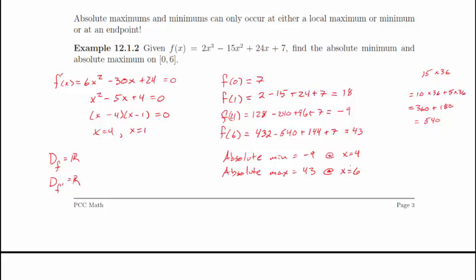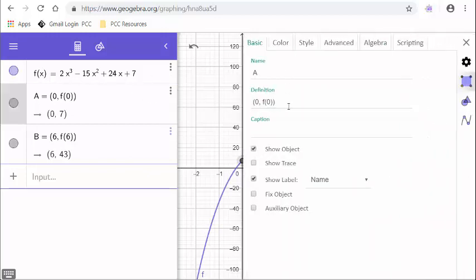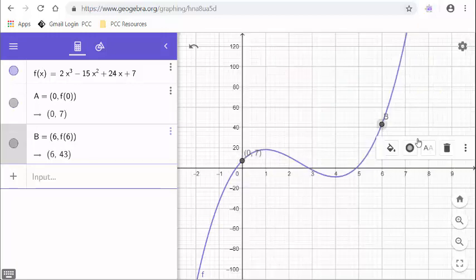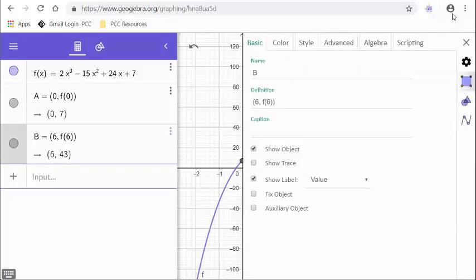Let's go ahead and pull up a graph and just confirm our results here. So I went and typed it in already. I've got these points. I want to change their labels. If I go to settings, I can say value here, and same thing on this. Settings, value.